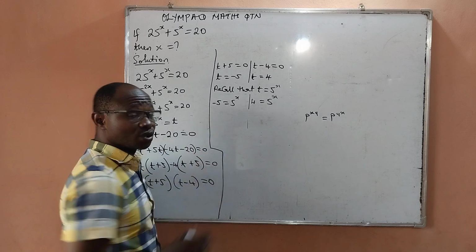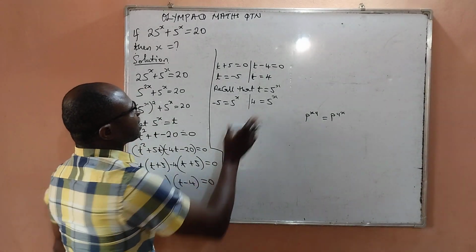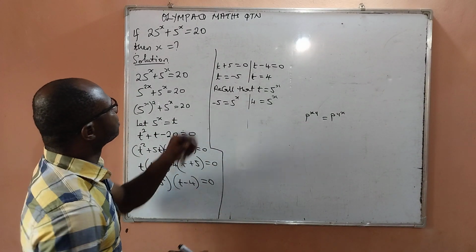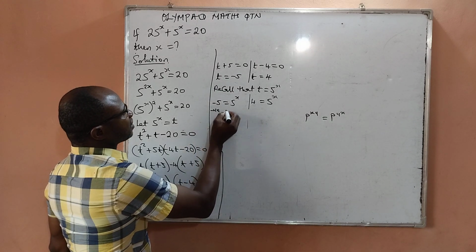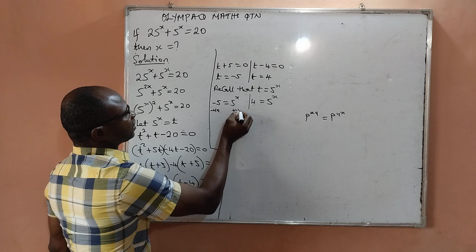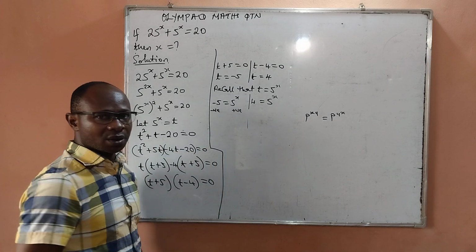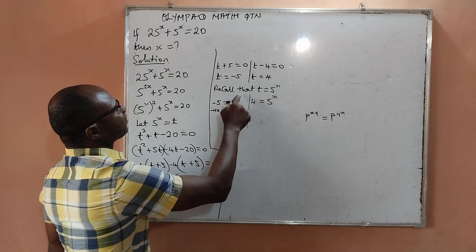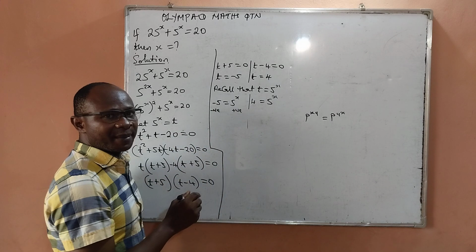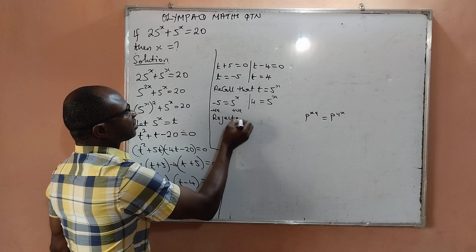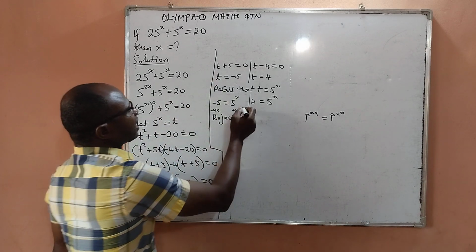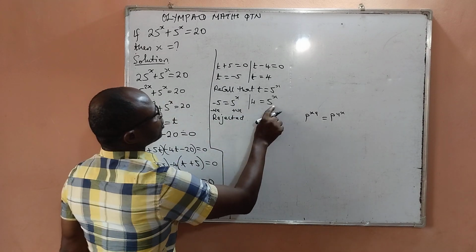So these are the two ways we can now go. But if you look at this, you will notice that the value here is negative, whereas here the value is positive, and it cannot work. Therefore, we cannot have 5 raised to the power x equal to a negative number. Therefore, this part should be rejected. And here, it is positive.